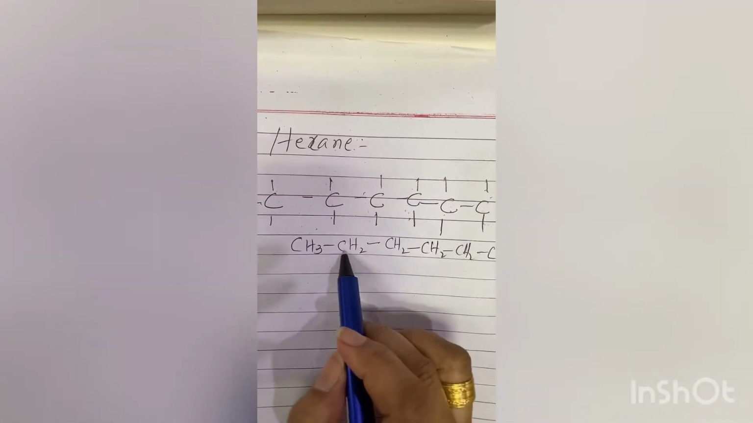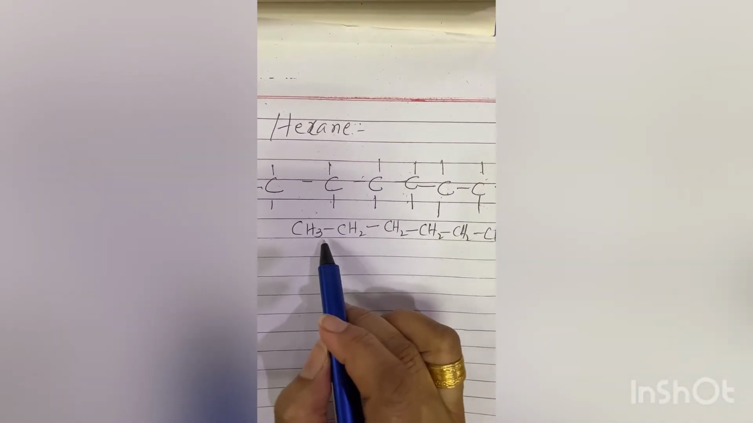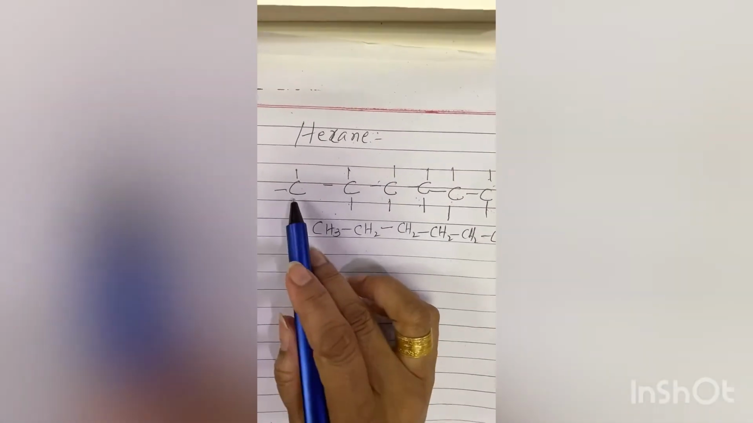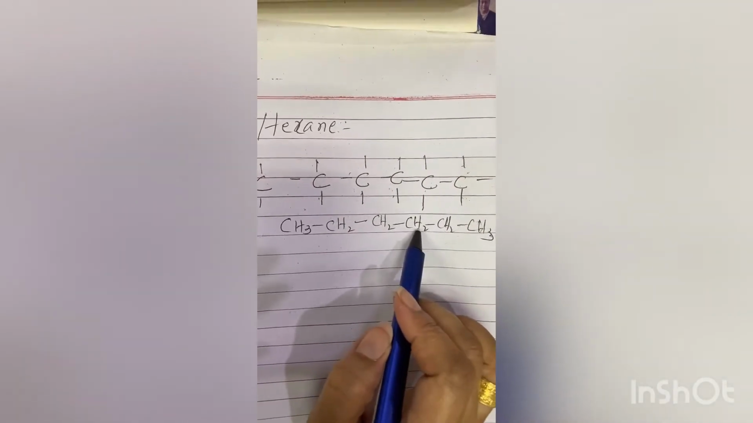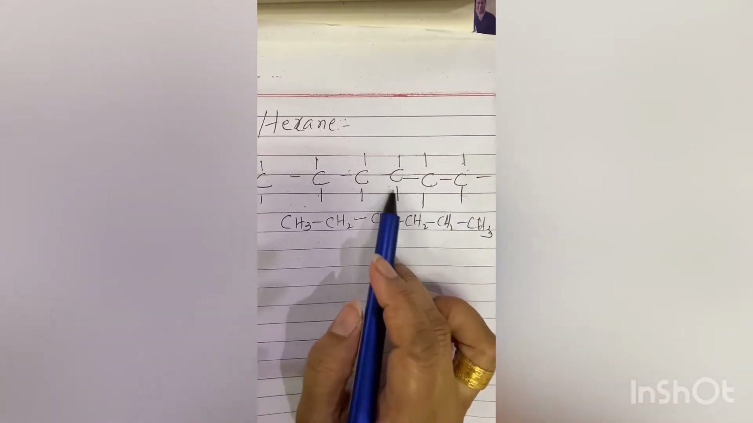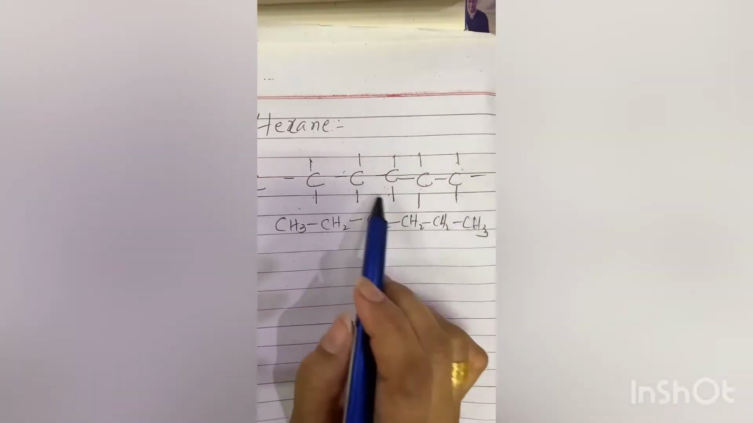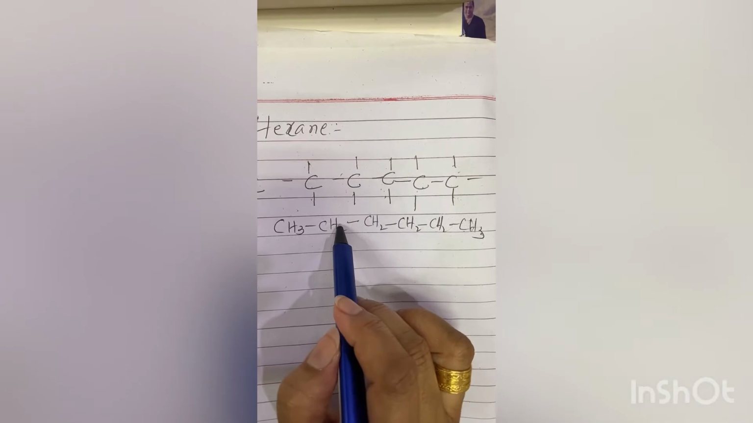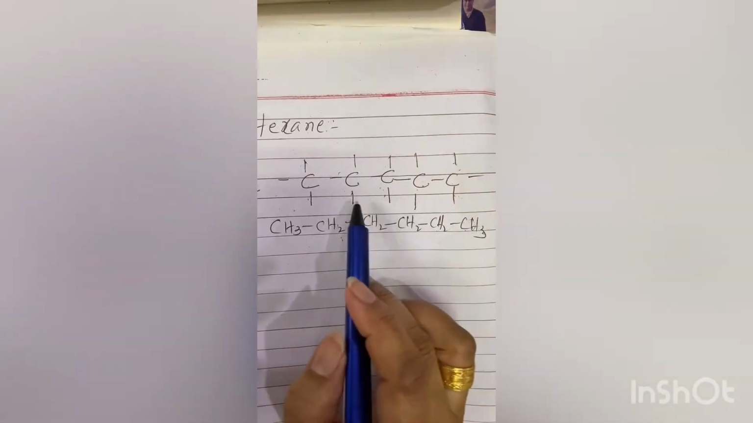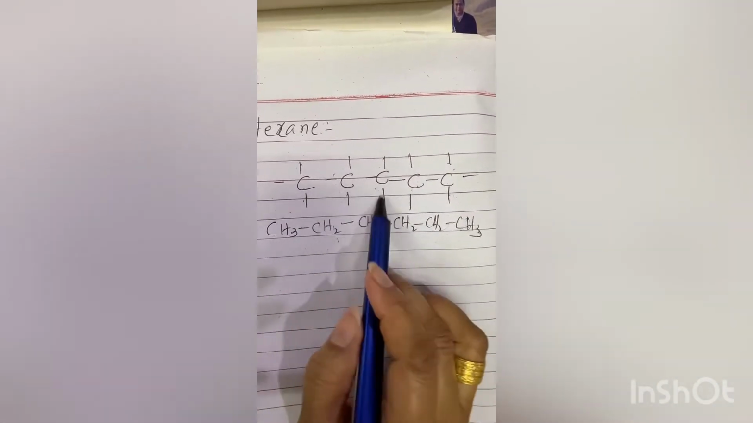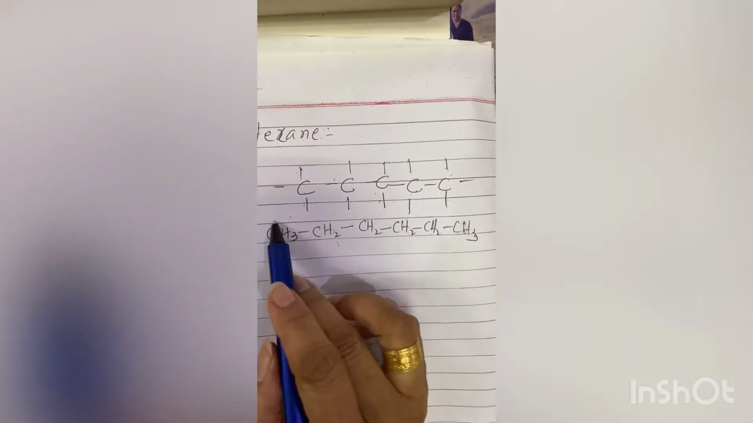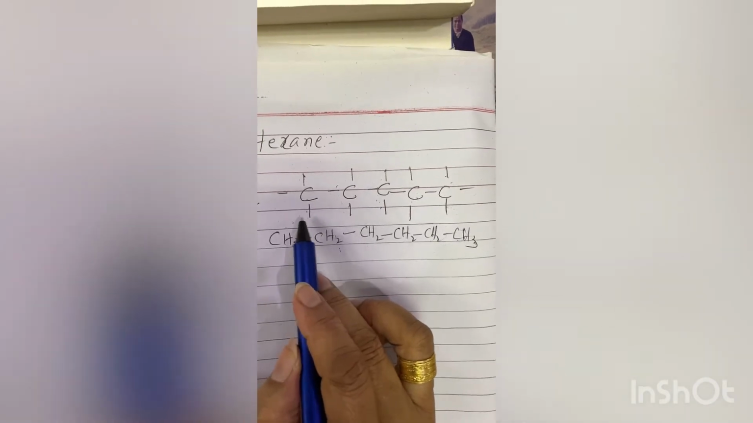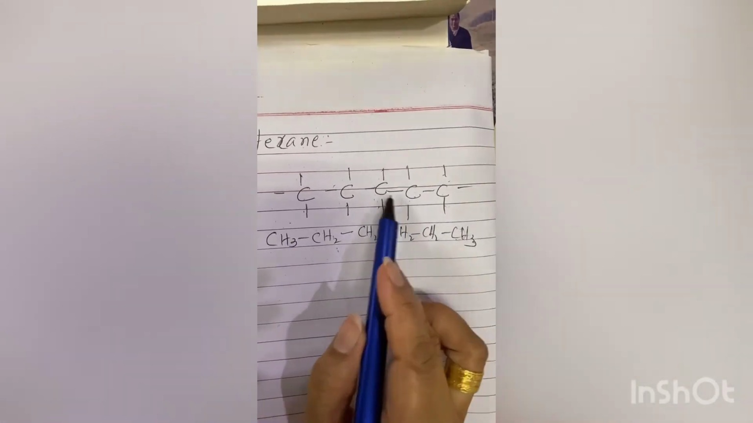So just to save time, we use this condensed form of that same structure, that is CH3, CH2, CH2, CH2, CH2, and CH3. If you count the carbons here and the hydrogens here, they will be equal to this one, right? This is the same thing. In such a structure, the hydrogen atoms are understood to be connected to the carbon atoms via single bonds, all single bonds.